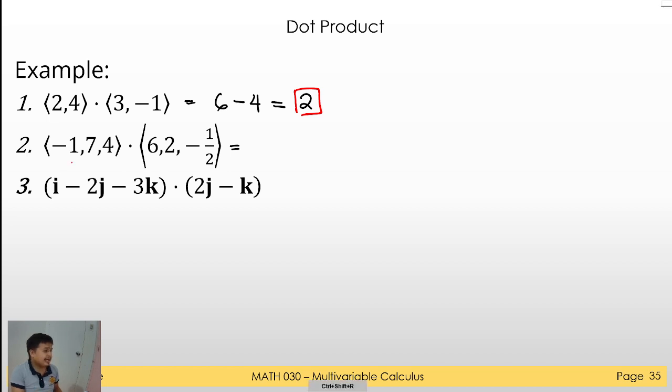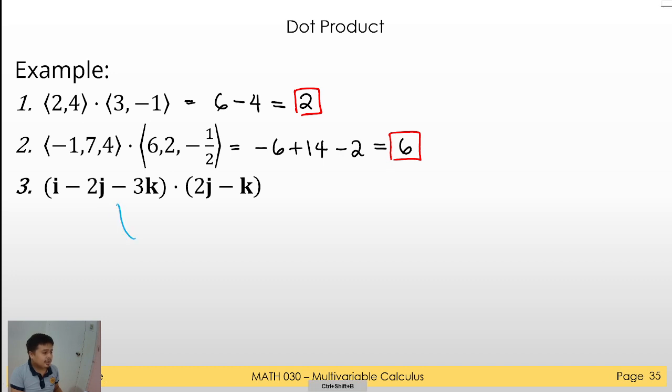Okay, for the other one, we have -1 times 6. So this will be -6. And then 7 times 2. This will be 14. And then 4 times -1/2. That is -2. So this will be equal to -8 plus 14. This will be positive 6.